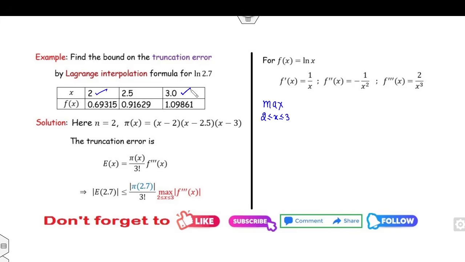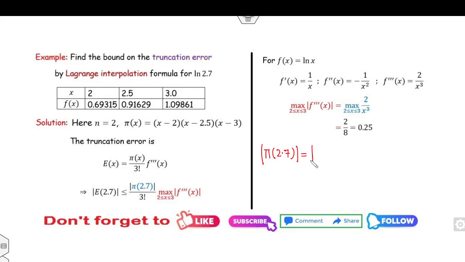Because the absolute value of the third derivative on 2 less than x less than 3 is 2 divided by x cubed. Now, when will it be the maximum? When x is minimum, and the minimum value of x is 2, so that will be 2 divided by 2 raised to power 3. So 1 by 4 is the maximum. Fine. Now how can you calculate the value at 2.7?